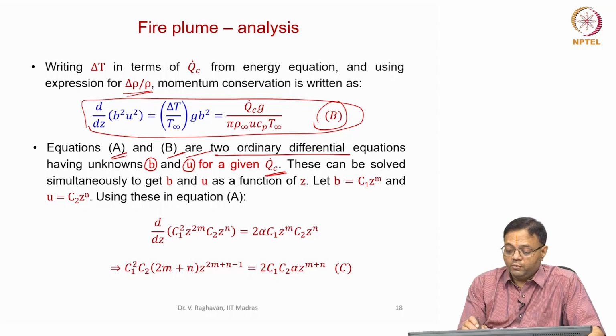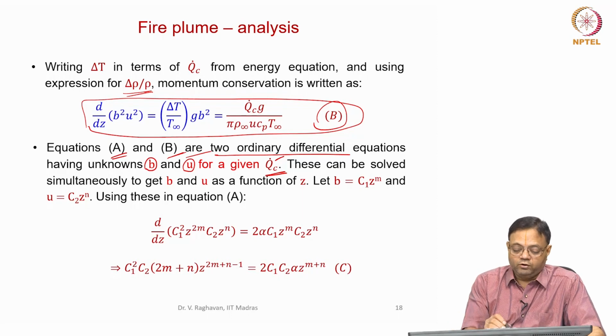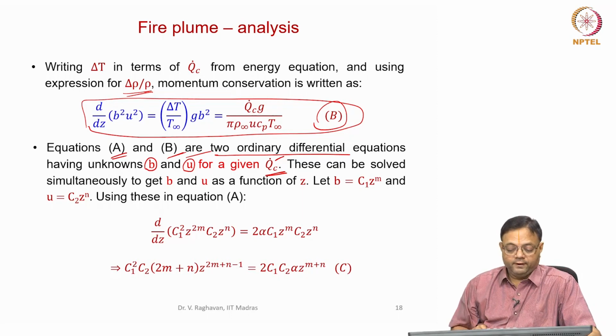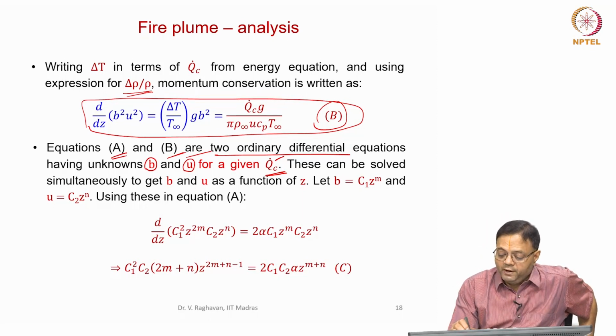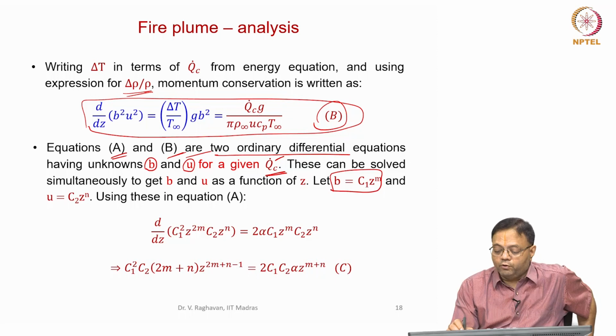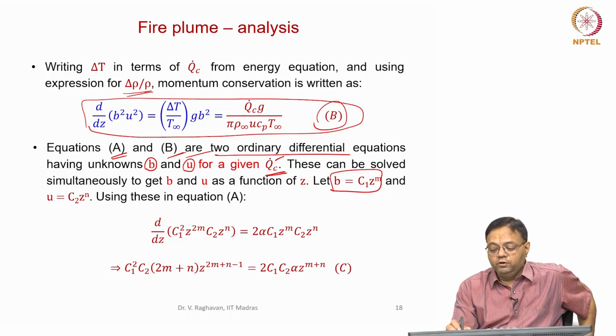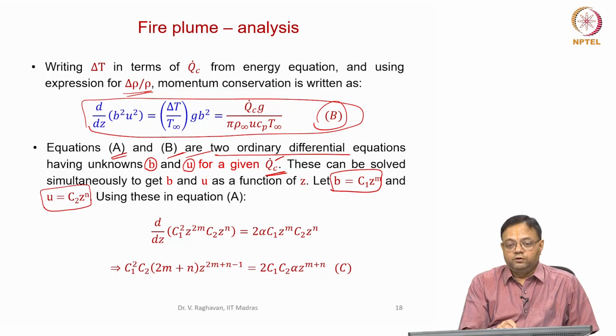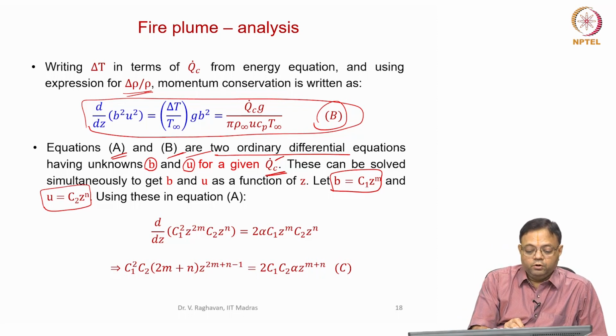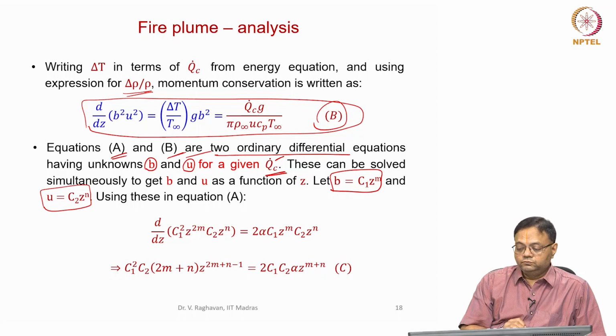So now, once I know Q dot, I can get the value of Q dot C and I can solve A and B together to get b and u, correct? So now to solve this, let us assume b equal to some constant C1 into the location z power m. Similarly, the velocity u equal to C2 into z power n. Do you understand?